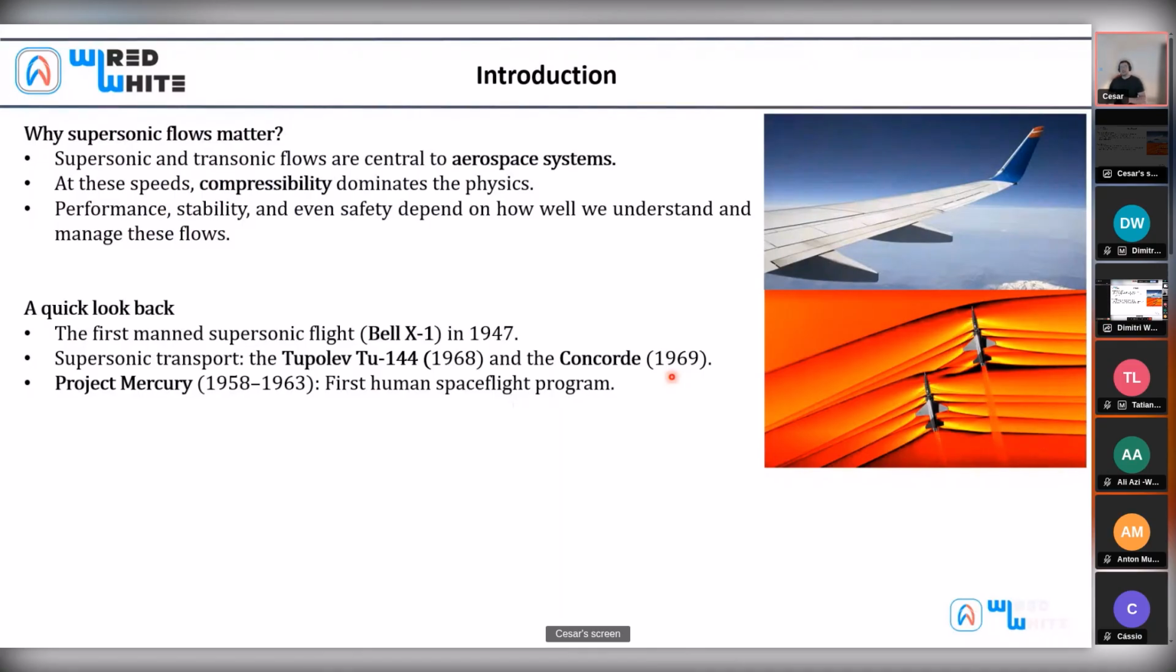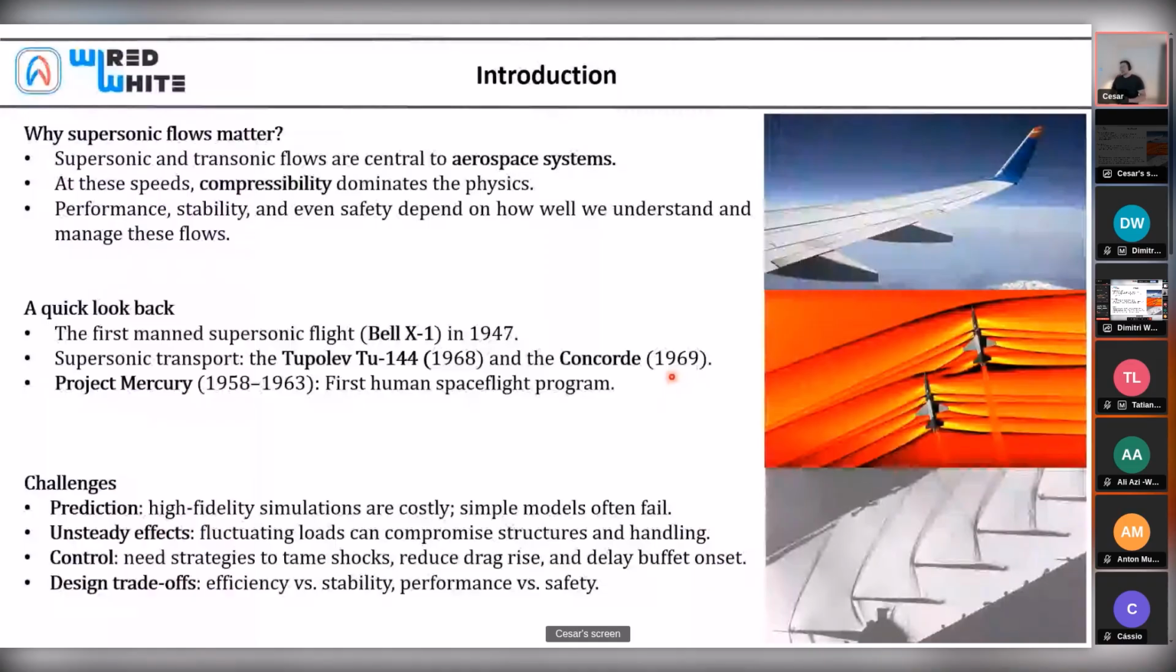Also, regarding space exploration, this is another sector where compressibility effects matter. And this really began around the 60s with Project Mercury, which was the first human spaceflight program. In these conditions, you are not only dealing with compressibility effects, but also with reactive flows. Because beyond some temperatures, the air stops being air and it creates new species, and you need to take into account these new chemical reactions in order to predict accordingly the aerodynamic properties of these vehicles.